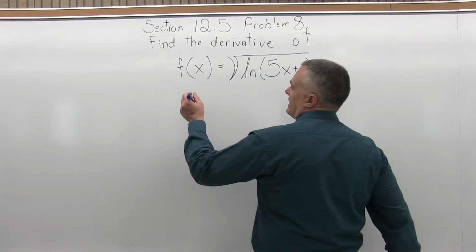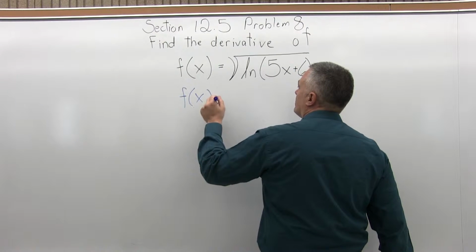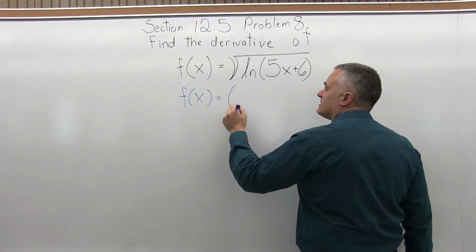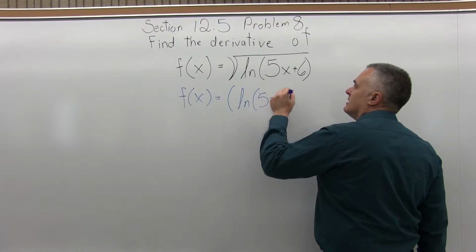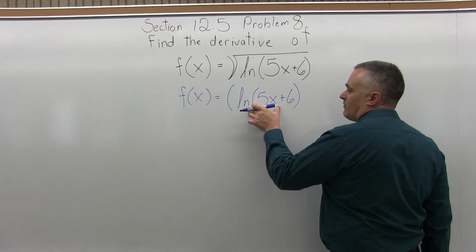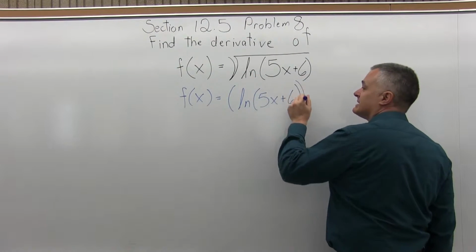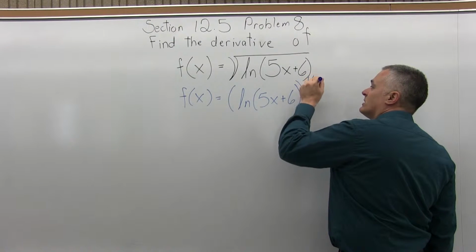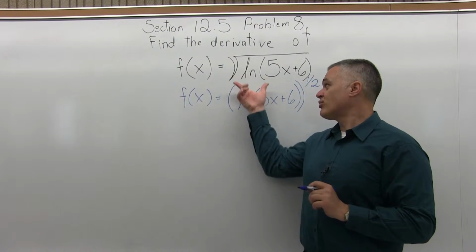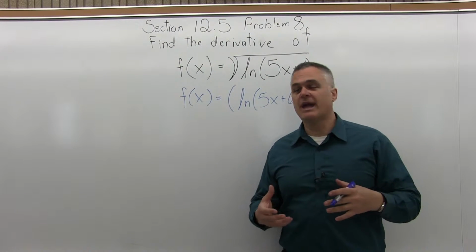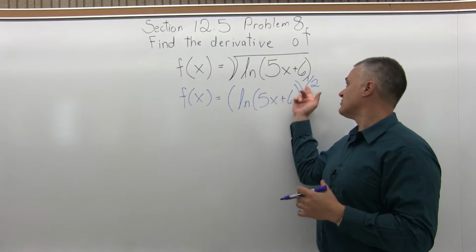So to start number 8, let me rewrite the function with no prime yet and replace that square root with an exponent of 1/2. So I'm going to make some big parentheses, write what was underneath the square root, natural log of 5x plus 6, and instead of a square root, it's in parentheses raised to an exponent of 1/2. So that's the same problem now, but it's written in a form where we have derivative formulas and rules that can deal with something in parentheses raised to a power.